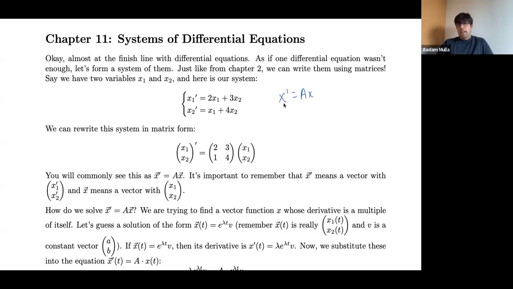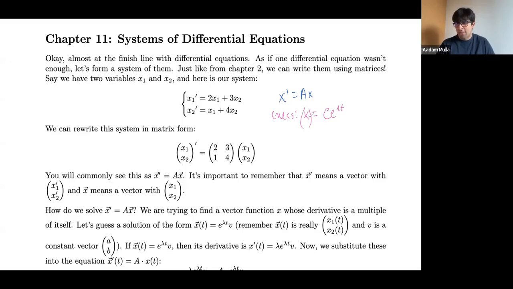So in general, I'm saying the derivative of something equals some constant times itself, right? That should lead you to a very nice guess, which is e to the lambda t. Let's guess that x equals e to the lambda t. And remember, we can't just guess some constant times e to the lambda t, because that's one dimensional.